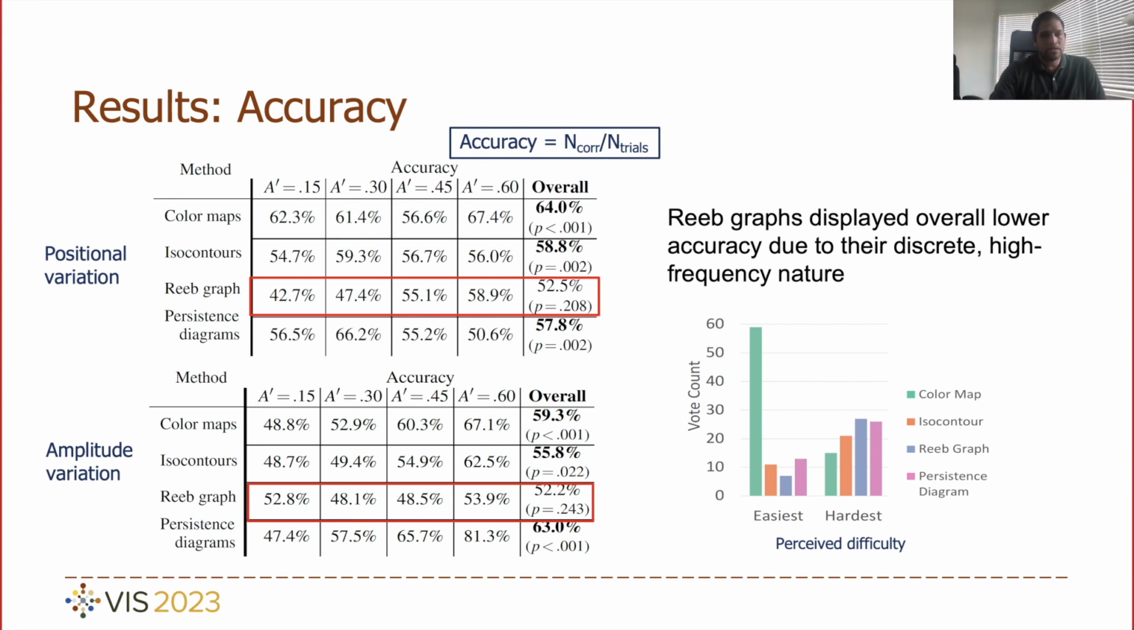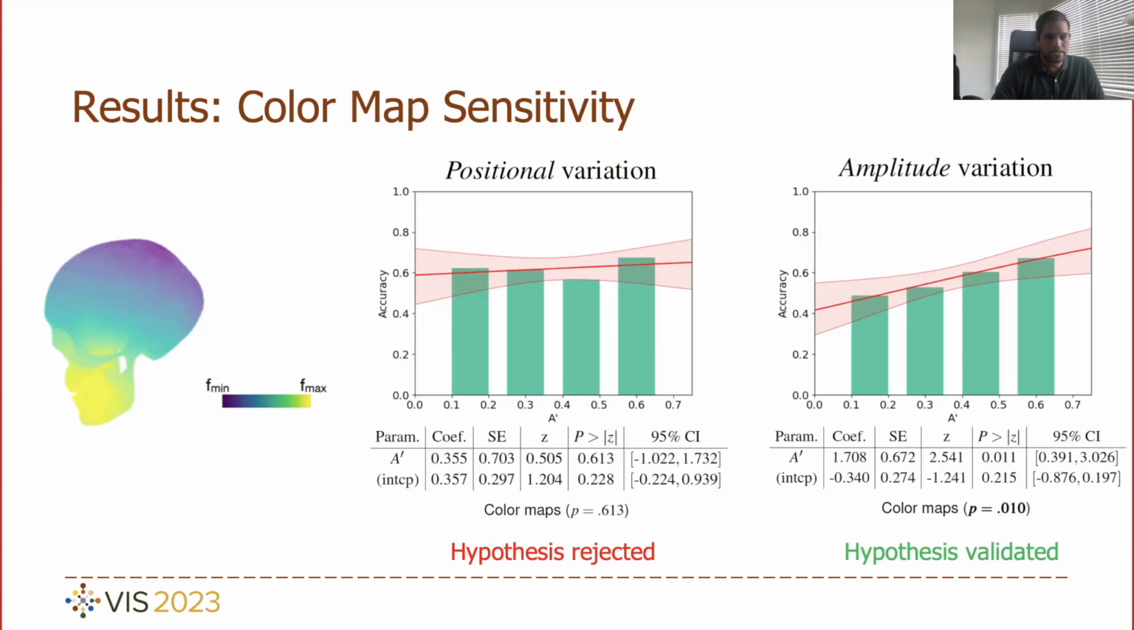However, more than accuracy, we are more interested in the sensitivity of each visualization type. Now, for color map visualization, our observation validated our hypothesis that it is sensitive to the amplitude variation, whereas our hypothesis regarding positional variation was rejected, where we can see that color maps are not sensitive to position, as we can observe through the flat line as well as through the high p-value.